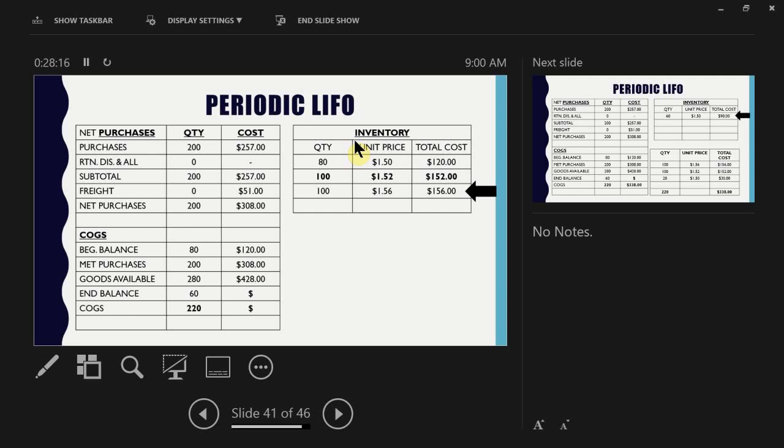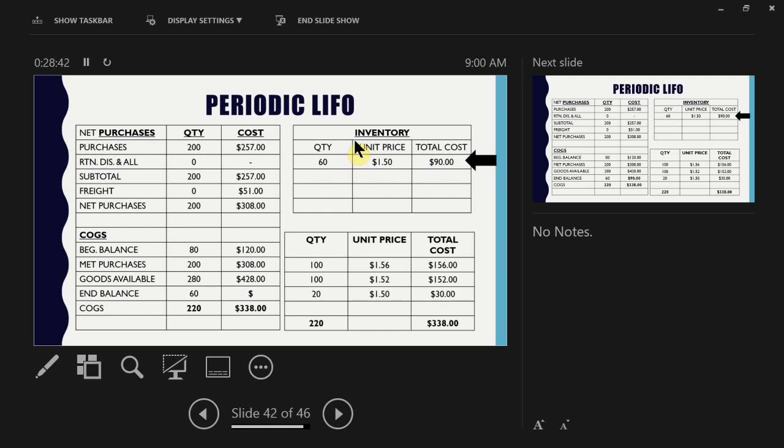So just exactly how LIFO works is we're actually going to start from the bottom and make our way up to the top. So in this case, we are actually getting rid of our purchased items first. And then if we make it up to the very top, where it's our beginning inventory, that's where we're going to actually take those out.